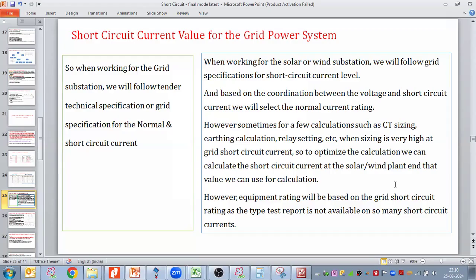But I am telling, sometimes when we calculate the knee point voltage, at the time of the knee point voltage only, you have this choice that you can calculate the short circuit current at the plant, and that short circuit current you can use in the knee point voltage calculations. But when it comes to the CT short time rating, that would be as per the grid only, 40 or 50 kiloampere. But if the CT knee point voltage is coming high at grid short circuit current, then you can recalculate by the actual short circuit current, which is injected by the grid.